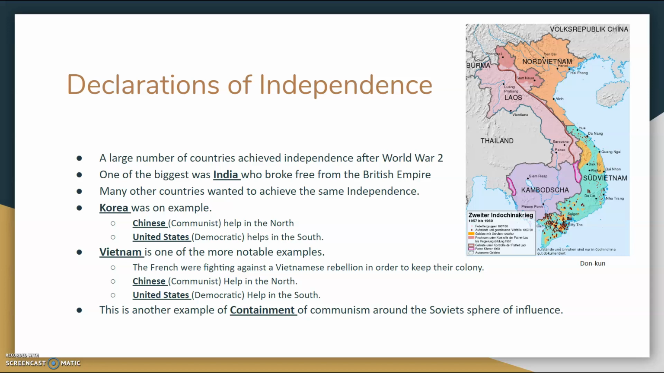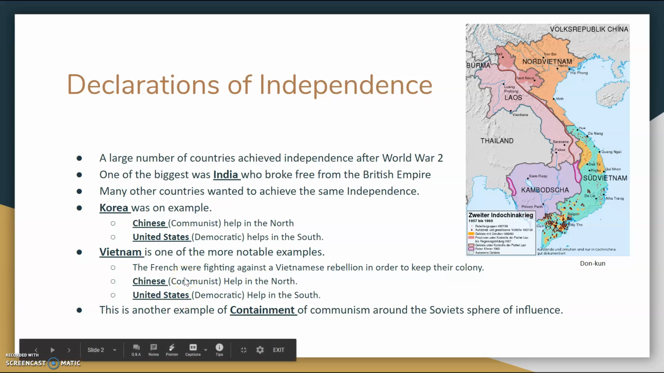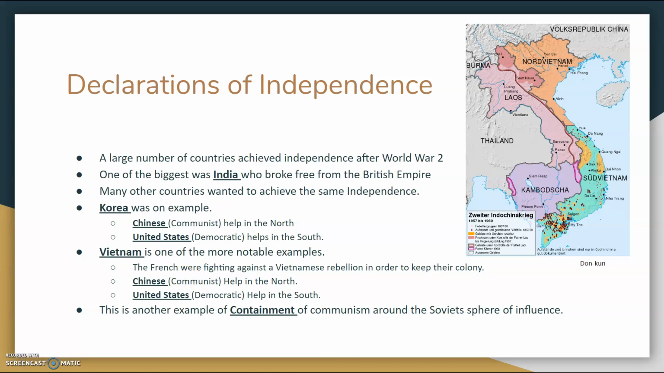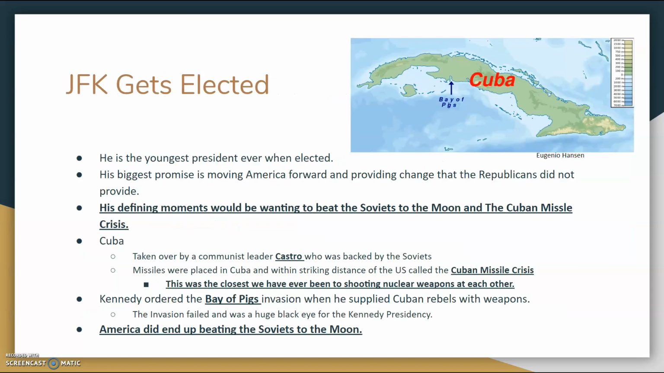Vietnam is pretty similar to this, except Vietnam was a French colony, and the Vietnamese wanted their independence. Once again, the Chinese are helping the communists in the north, while the United States and France are helping the democratic group in the south, once again working with containment. Now, Korea was not as costly as Vietnam, and we'll learn later in this presentation that Vietnam ends up being quite a costly conflict for the United States.